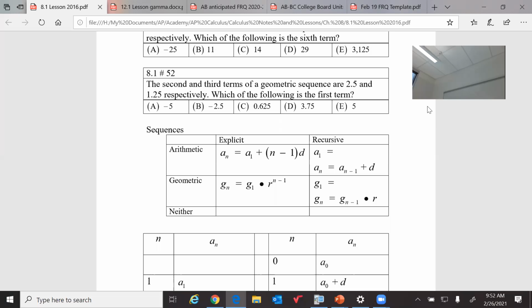Okay? So let's look at this problem, number 52. Second term and third term of a geometric sequence are 2.5 and 1.25. Which of the following is the first term? So I have n and I have g sub n. What would the first term be and why?